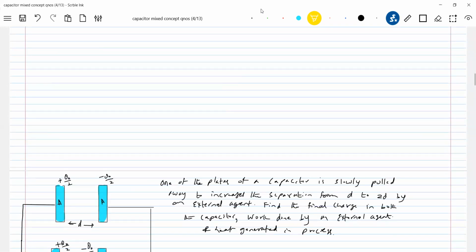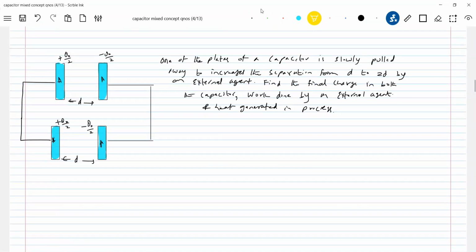Okay, let me take the next question. One of the plates of a capacitor. It's a very good, rather than a question, it's a theoretical idea, which is very important for us. So what I do is one of the plates of the capacitor, let me make this fixed here.